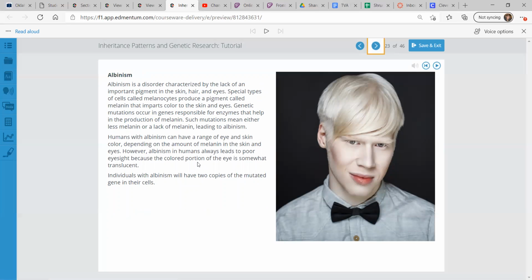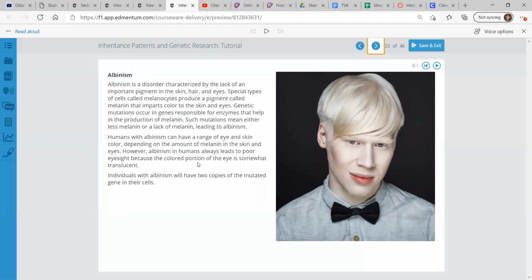Albinism. Albinism is a disorder characterized by the lack of an important pigment in the skin, hair, and eyes. Special types of cells called melanocytes produce a pigment called melanin that imparts color to the skin and eyes. Genetic mutations occur in genes responsible for enzymes that help in the production of melanin. Such mutations mean either less melanin or a lack of melanin, leading to albinism.